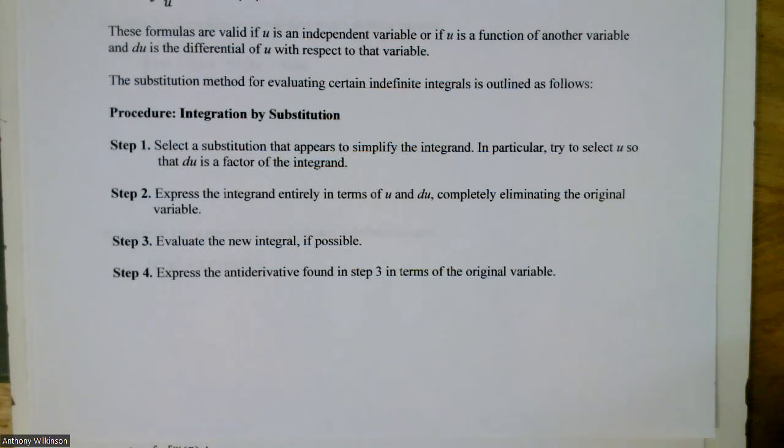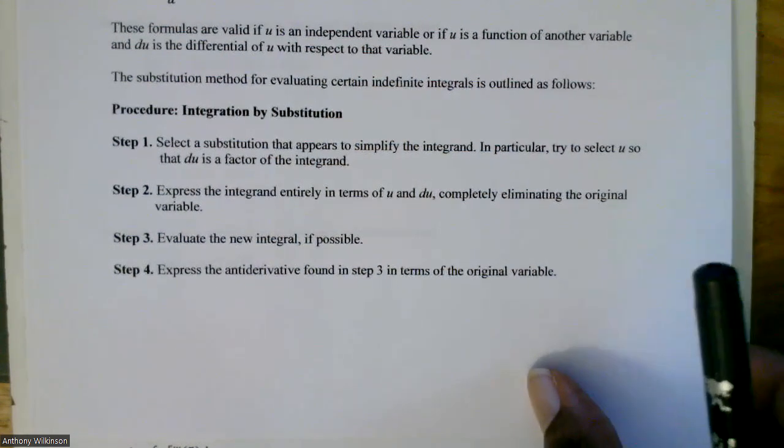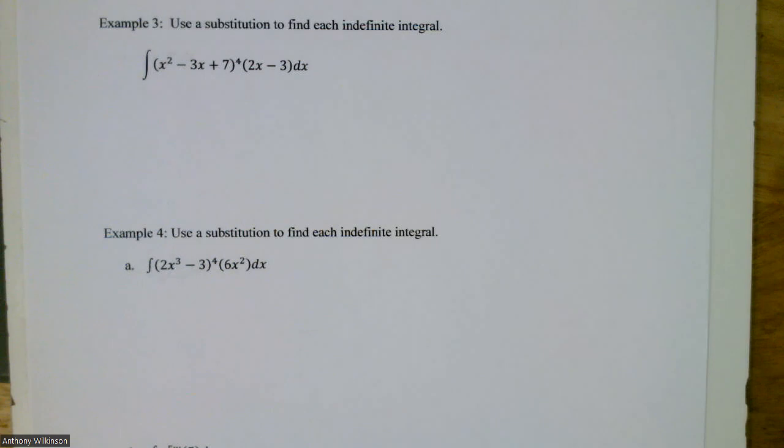Okay, so we're going to be applying this procedure to some of the examples that I have for you in this video. All right, so let's start with example 3. Here I'm going to use a substitution to find each indefinite integral. In this case, you have the integral of the quantity x squared minus 3x plus 7 raised to the 4th times 2x minus 3 dx.